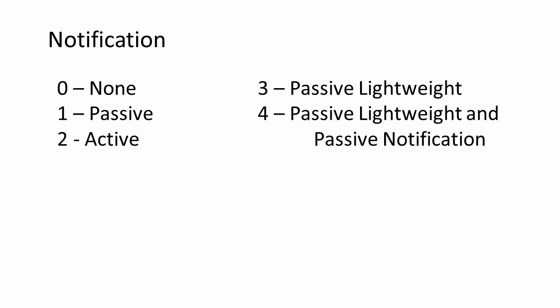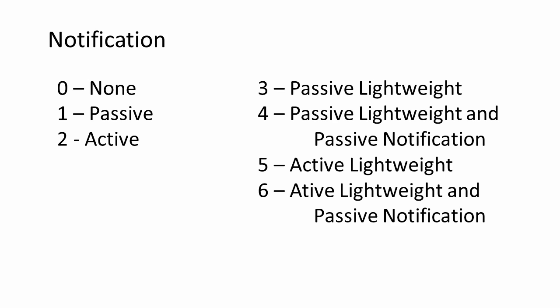The notification attribute is used to set the notification rules for the parameter. It can take a value from 0 to 6. The values 0 through 2 cover the basic notification mechanisms, and values 3 through 6 cover the lightweight notification, or lightweight in combination with the basic notification mechanisms.